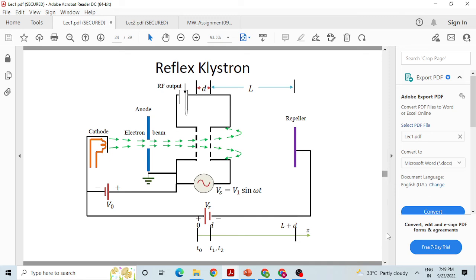So this will slowly build the field inside the cavity. I can say that it's a very small field which is getting amplified, and finally you get the RF signal out of that.